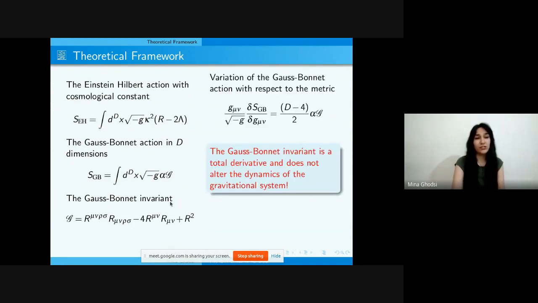And variation of the Gauss-Bonnet action with respect to the metric is this equation, which is obviously zero in four dimension if we put D equal four here. In other words, the Gauss-Bonnet invariant is a total derivative and doesn't alter the dynamics of the gravitational system.